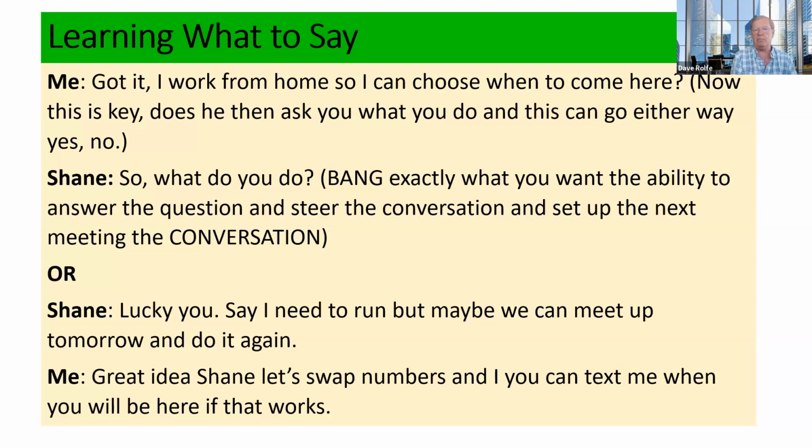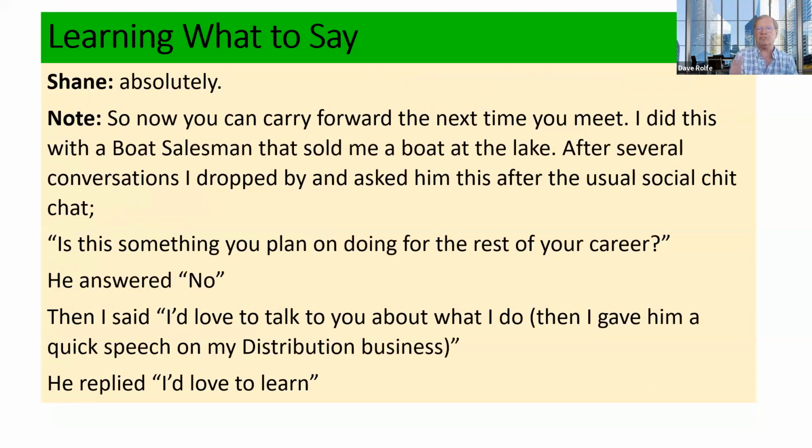Shane: I need to run, but maybe we can meet up tomorrow and do it again. So in the second one, he's busy, he's got to go, not the right place or time. Okay, fine, he comes here. And so here's the next key point. Me: Great, Shane. Let's swap numbers and you can text me when you'll be here and if that works. Shane: Absolutely. Exchange numbers. Now you've got his phone number, you've got a contact, and you keep going.